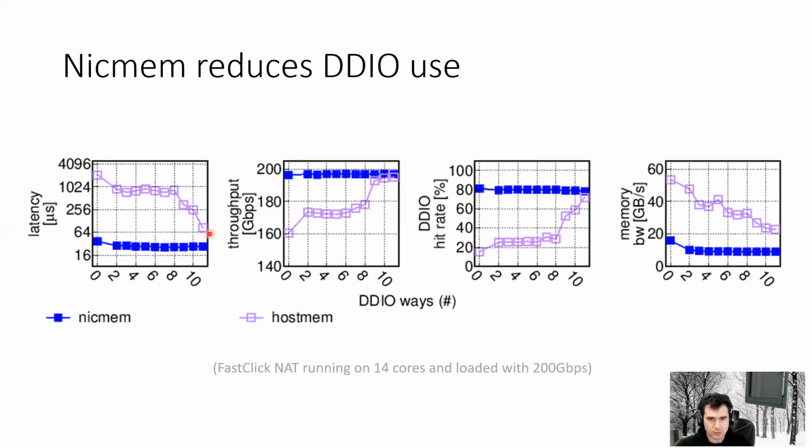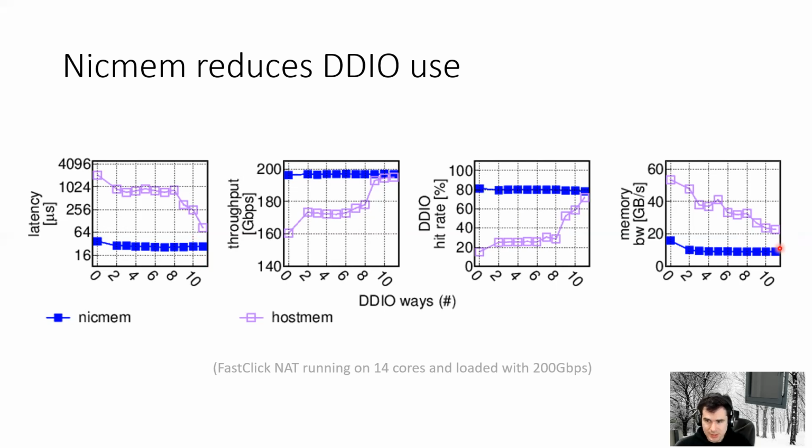And all of this because the DDIO hit rate is greatly improved as we increase the number of DDIO ways available to the application. And this improves memory bandwidth, which improves performance. And nevertheless, when using Nicmem, we can see that latency is still 4 times lower, even with the maximum DDIO capacity. And memory bandwidth is also twice lower.